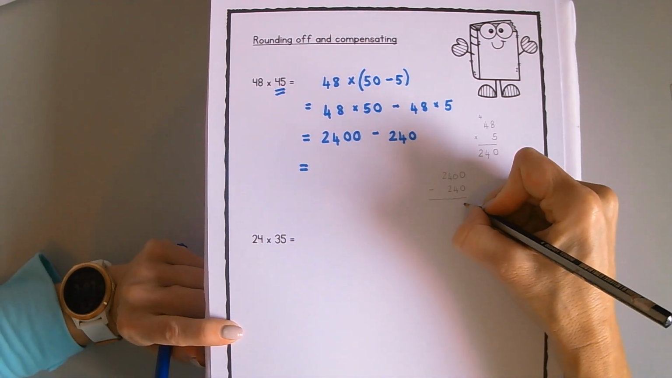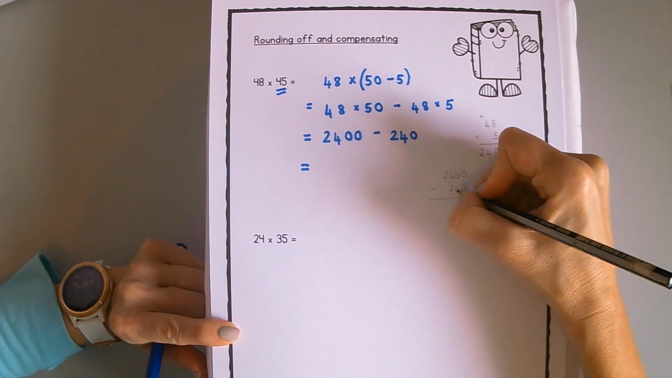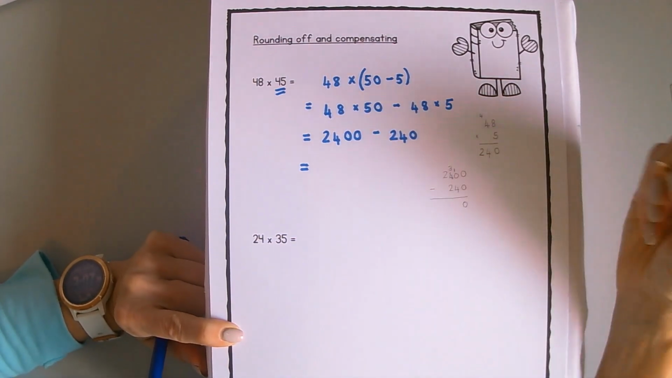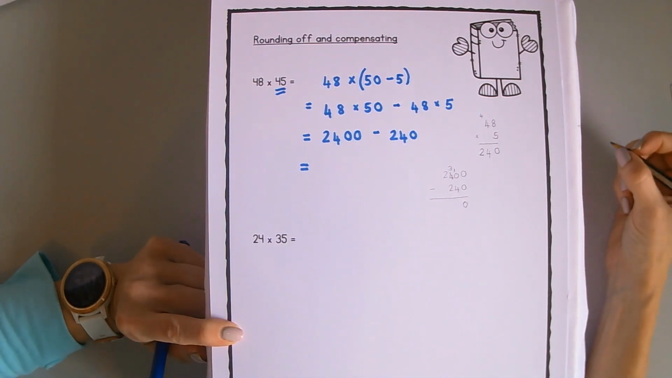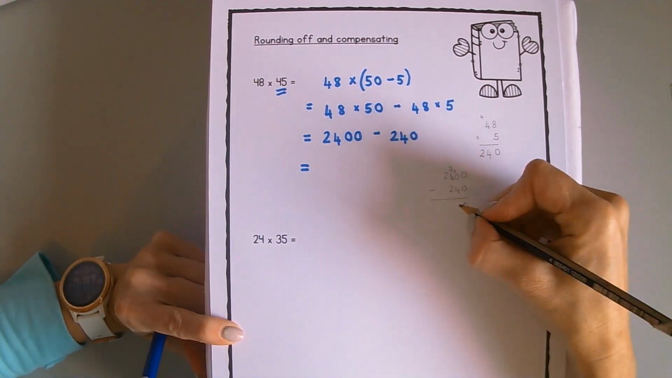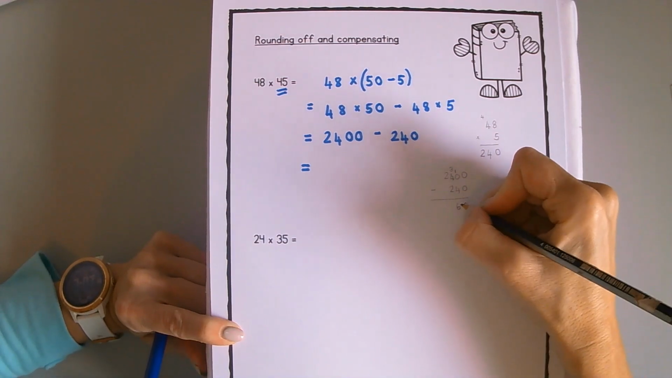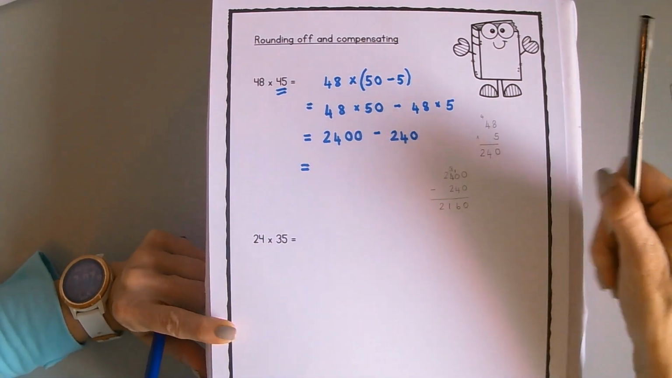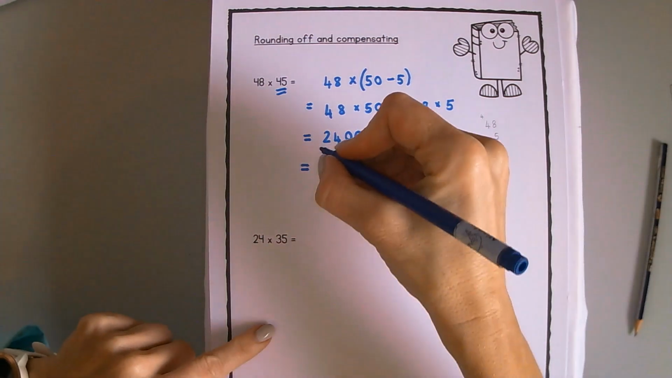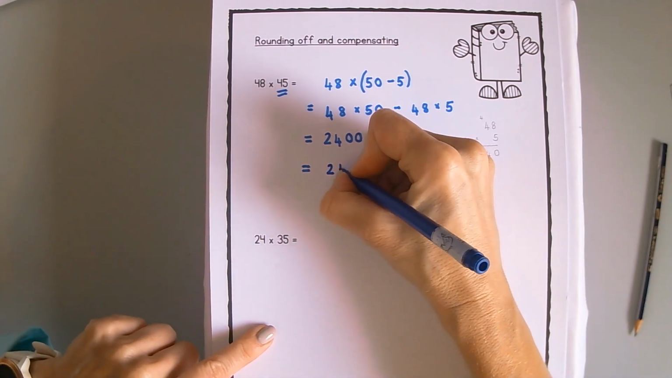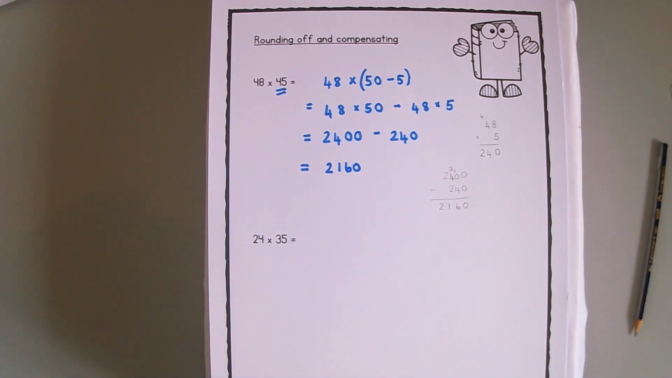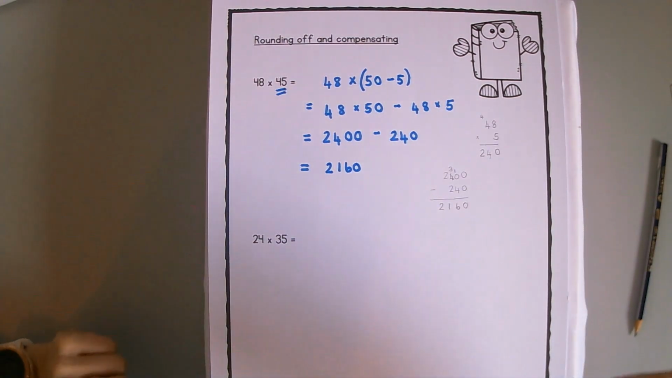So we're going to minus here. 0 minus 0 is 0. 0 minus 4 I can't do, so I need to borrow from the 4 and give 10 to the 0. And we've got 10 minus 4 is 6. 3 minus 2 is 1. And we've got 2 minus 0 is 2. So our final answer for this one is 2,160.